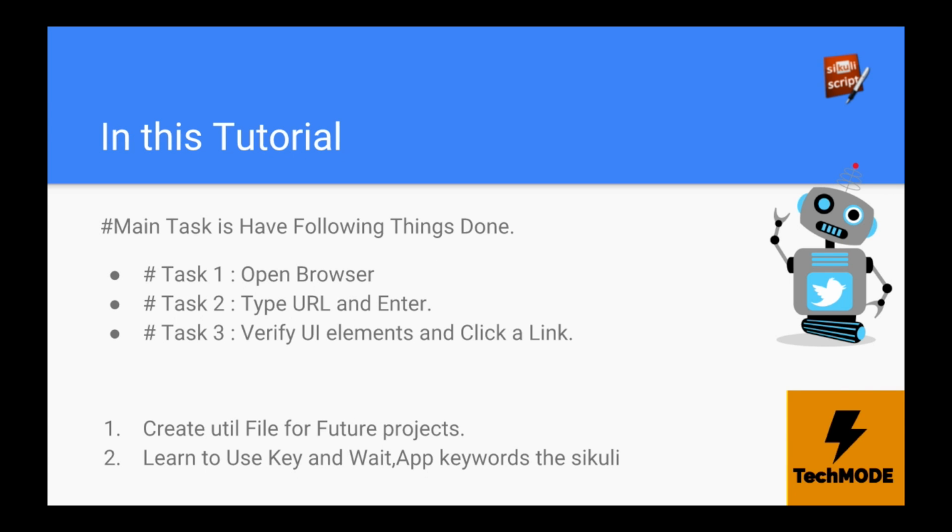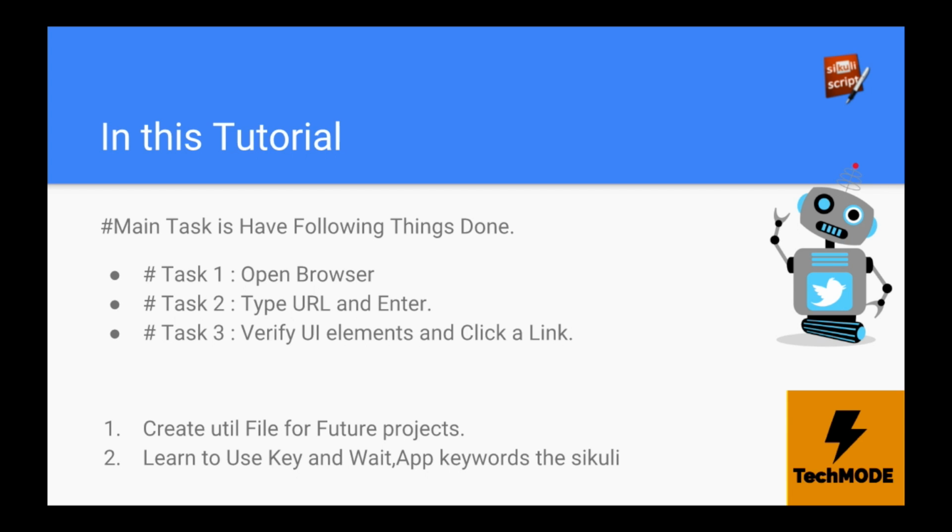So what we are going to do in this tutorial is, the main task is to open a particular browser, type a certain URL and enter it, verify certain UI elements and click on a link. So this is the first, second and third. This is the simplest task that we are going to do, and we are going to use all of the six keywords. If I am not able to use one, you can just tell me, but I am going to use all of them. And what we are going to do is create a util file for future projects.